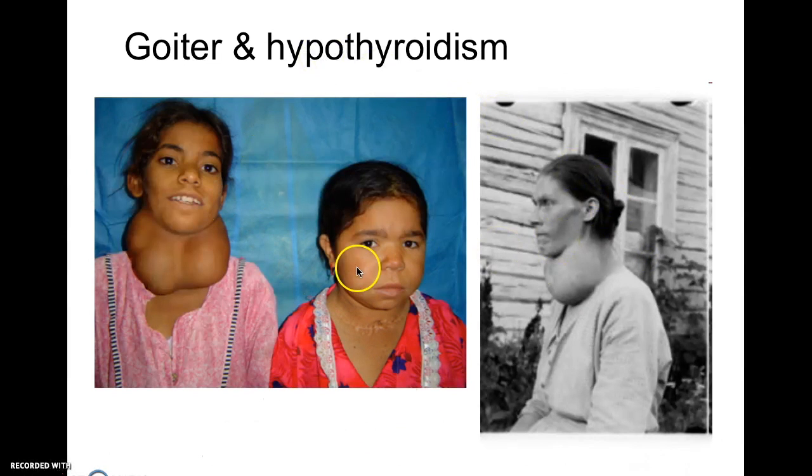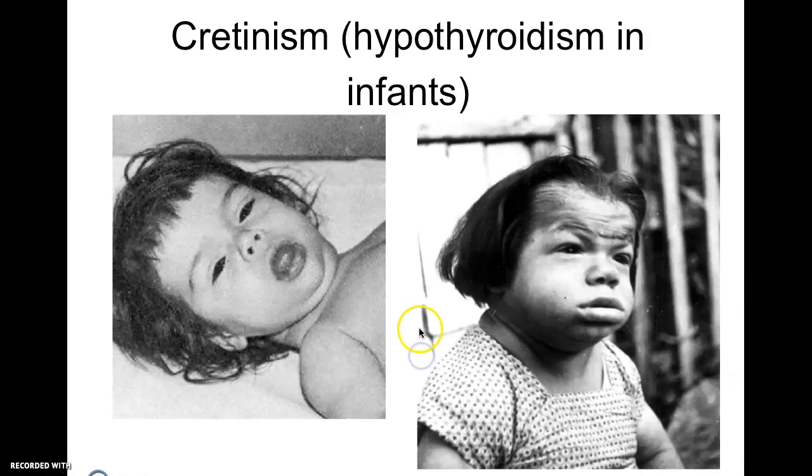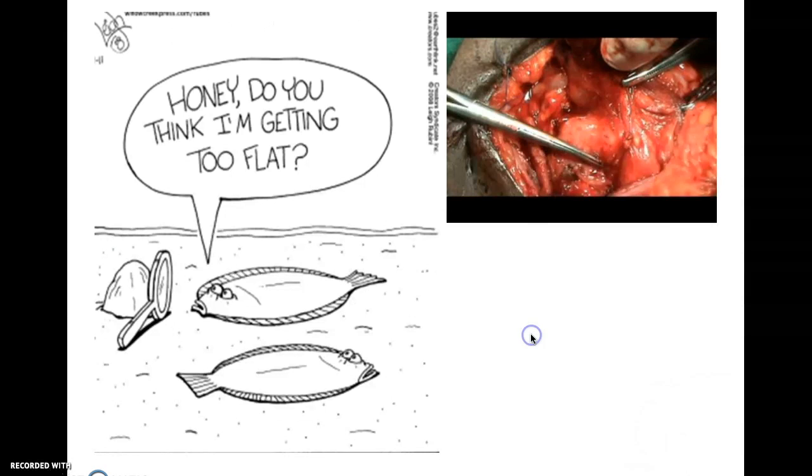So this is an example of what it would look like. This is extreme. Before and after. This is more of what you're going to see. Like when they have that double chin, that's usually an example of goiter. Cretinism is hypothyroidism in infants. So you can kind of see where the swelling is.